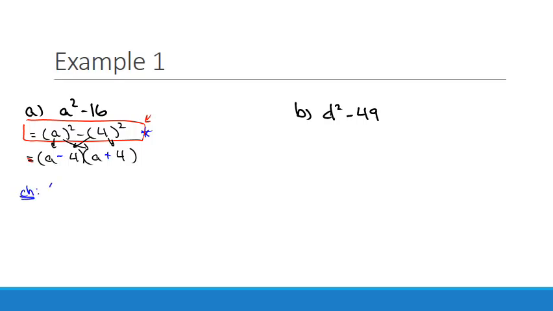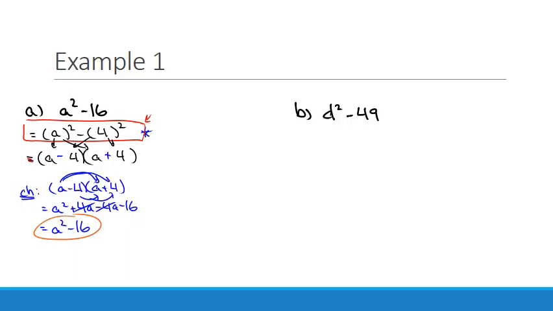Well, if we check this out, remember we can always check our answers by multiplying. Okay, a times a is a squared. A times positive 4 is positive 4a. This is negative 4a. Negative 16. Gather my like terms. A squared. 4a minus 4a is nothing. It cancels out. You get negative 16. That matches what we had in the beginning.